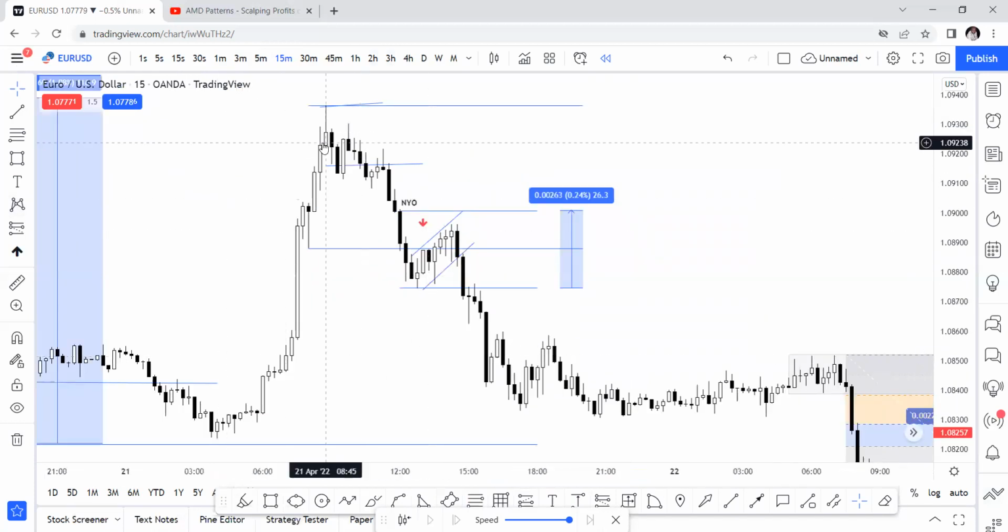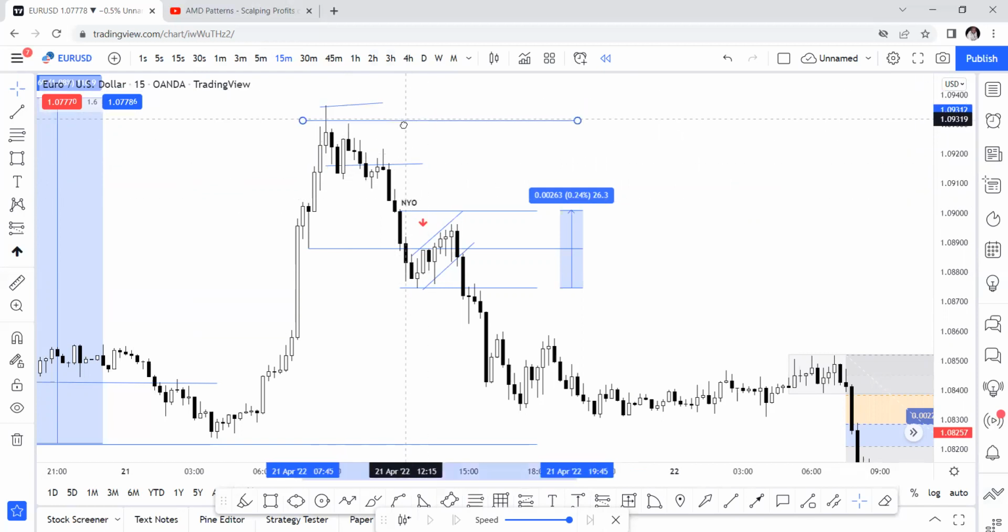Just forget the time zone, 13 or 9. You can see this is 9. Then we have the narrow range bar here, or inside bar. Then later on we got our engulfing here. This engulfing.